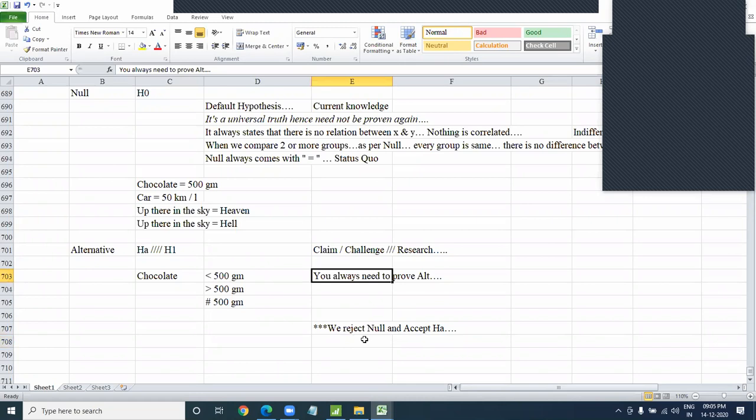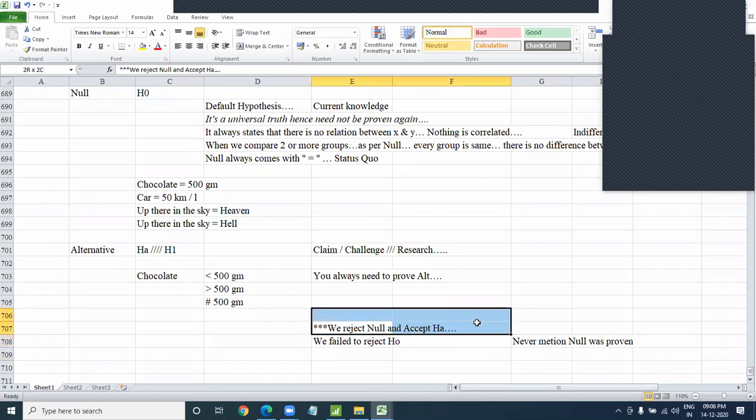The other way is where things can go wrong. The way we put it, we failed to reject null. The only thing you have to keep in mind is to never mention that null was proven. Bottom line, you can't prove null. So you will either reject the null, which means null is wrong, or you will fail to reject it. You cannot prove it. You wanted to prove it wrong, but you failed to reject null. You do not have enough evidence to prove that null is wrong.